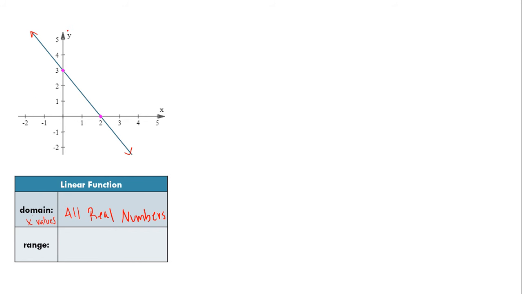And same thing with the y's. As my line extends, I go further and further decreasing in the y direction and further increasing in the y direction over here. So again, we would say all real numbers. And this is true for every linear function.